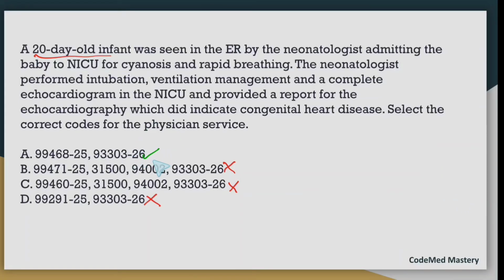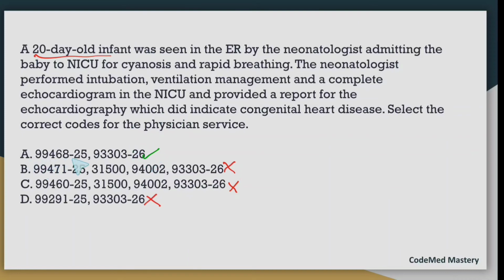There is another code in option A, that is 93303, which is for transthoracic echocardiography for congenital cardiac anomalies complete. So here the physician has performed echocardiogram. Right. So we have to code 93303 with modifier 26. Modifier 26 is for professional component. We can see here the physician has provided a report for the echocardiography. So we have to code modifier 26.